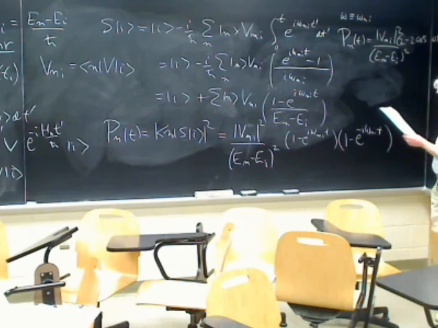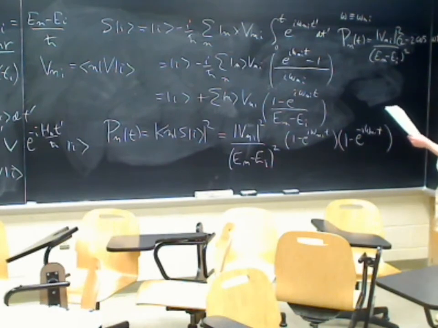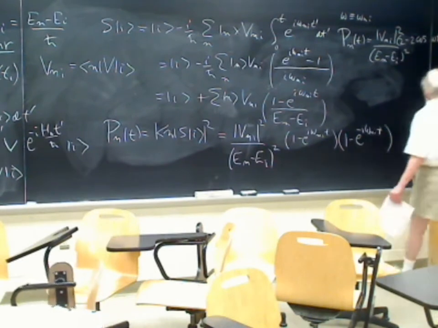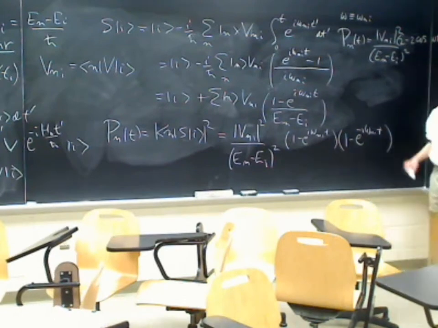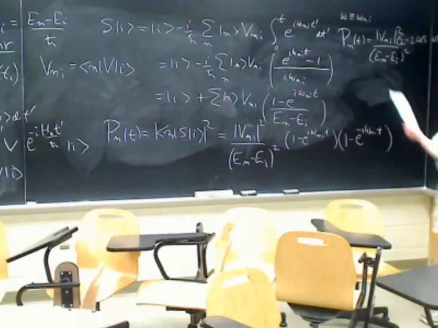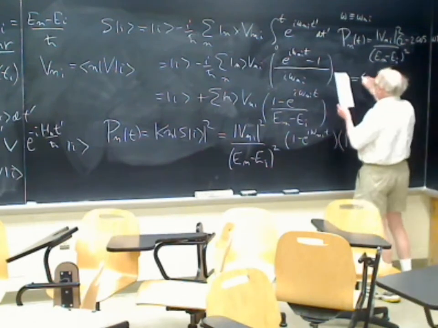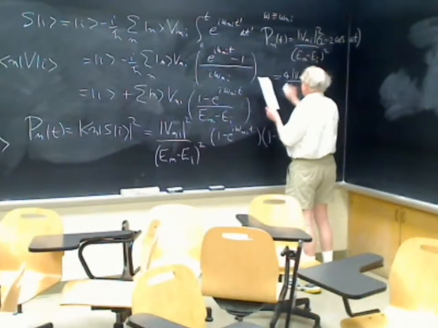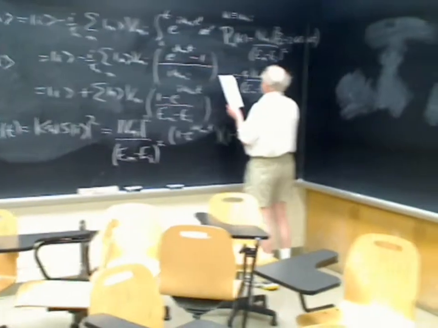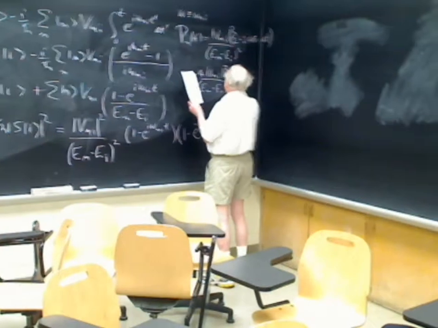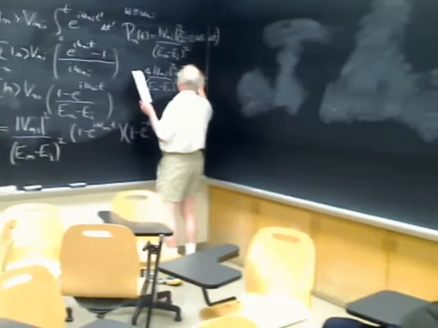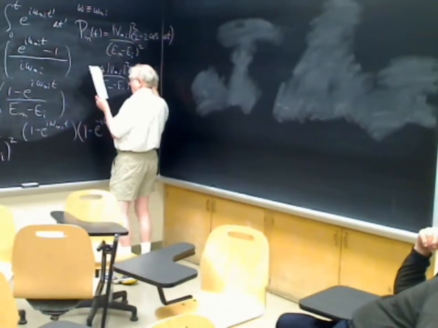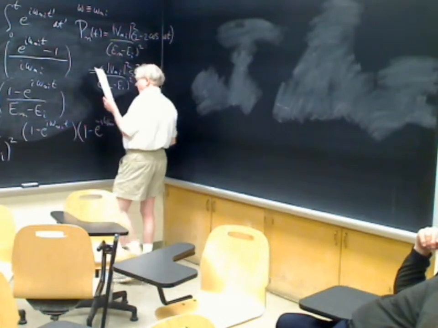And there's, you know, with trigonometry, there are thousands of formulas that relate one function to another. And one of them is you can change that to 4 V_ni squared over (E_n minus E_i) squared times sine squared of omega_ni t over 2. So this is basically a half-angle formula.